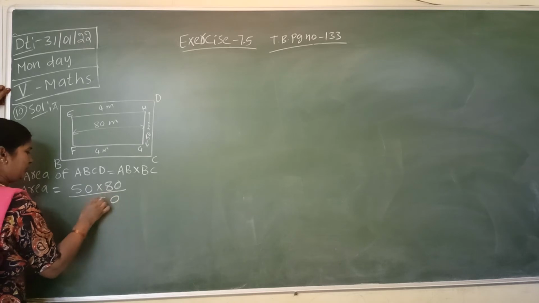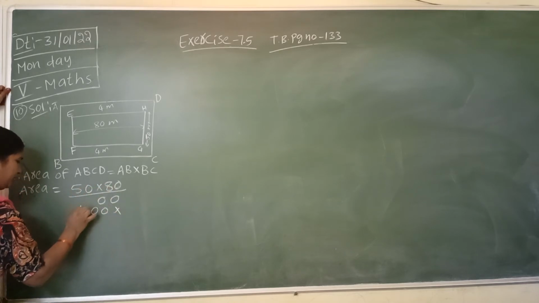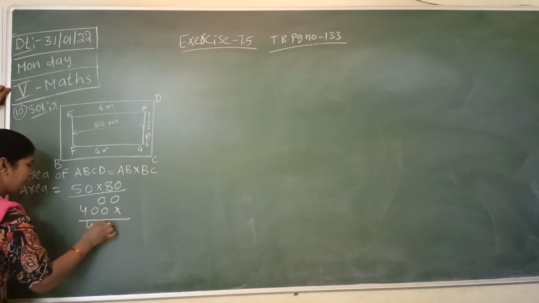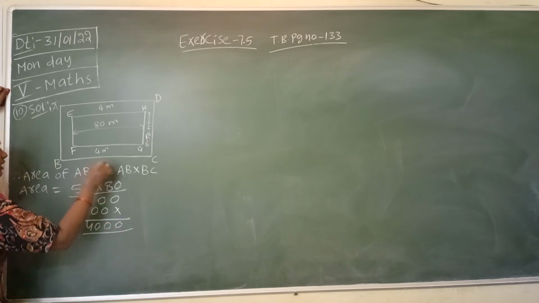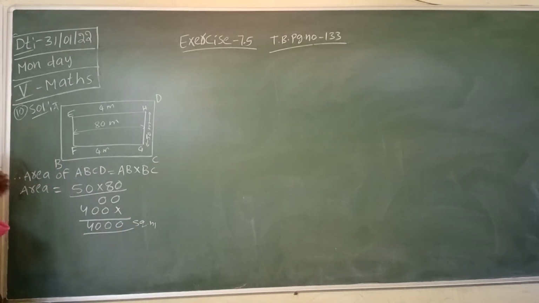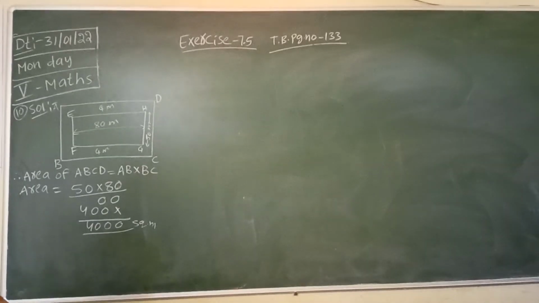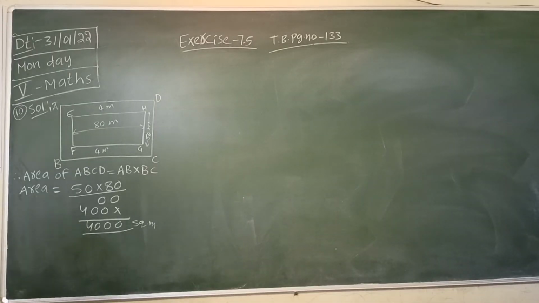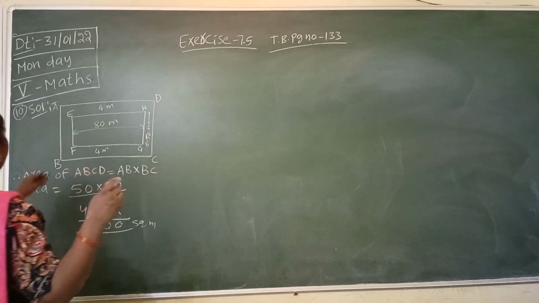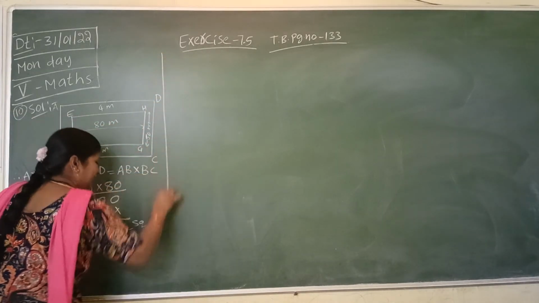0 into 0, 0. 8 5s are 40. It is 4000 meter into meter, becoming square meters. It is the area of the given ABCD. Now we have to find the area of EFGH. Lengthwise you have to find it.